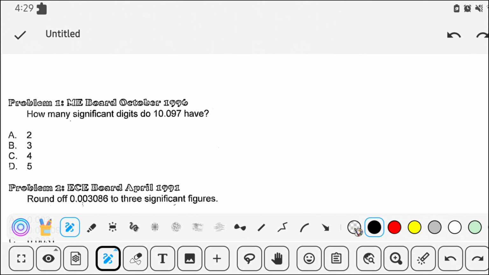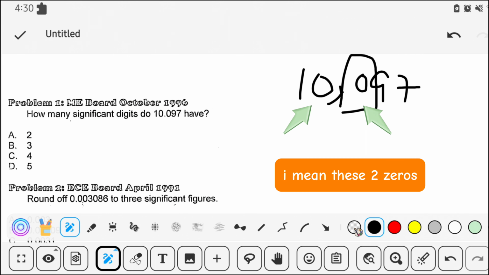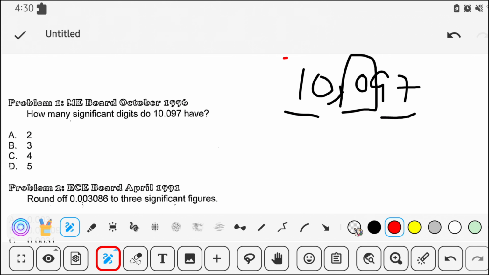So for the question 10.097, we're just going to count how many significant digits there are. This zero is between non-zero numbers, so it's significant. You have to include it. So you're just going to count: 1, 2, 3, 4, 5. That's how easy it is. So the answer would be 5 significant digits.